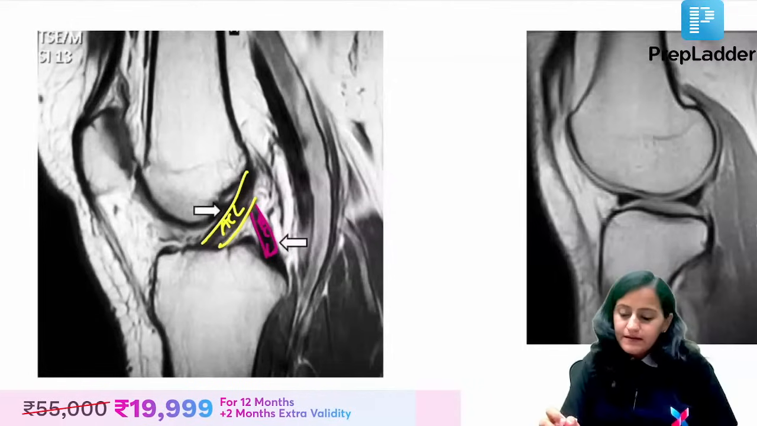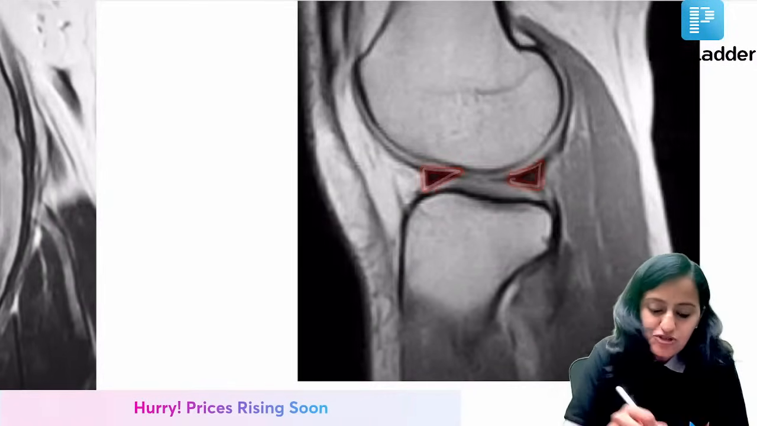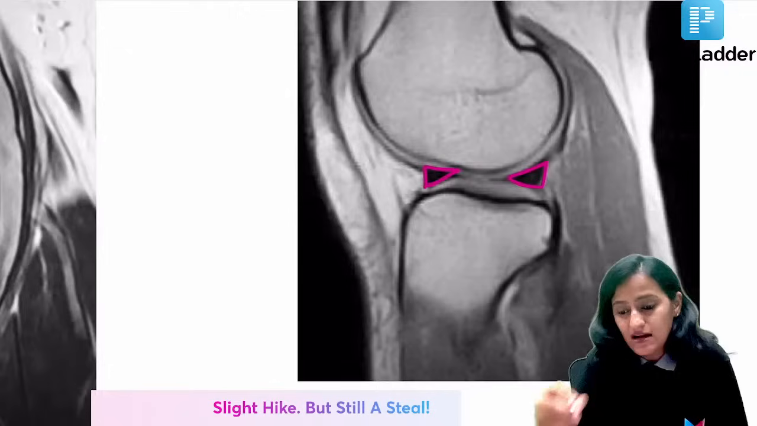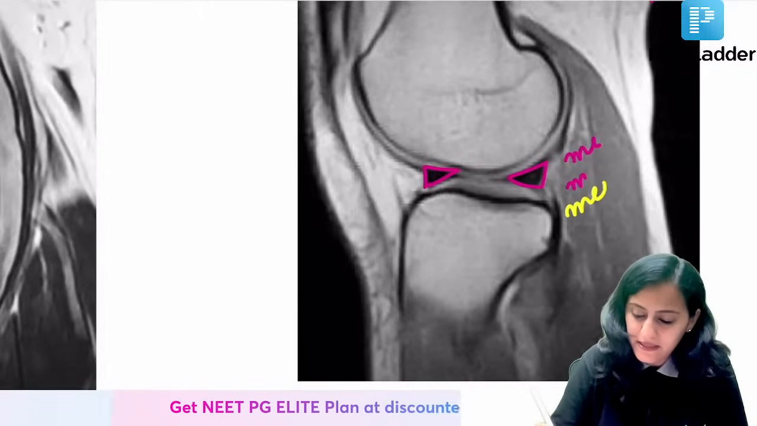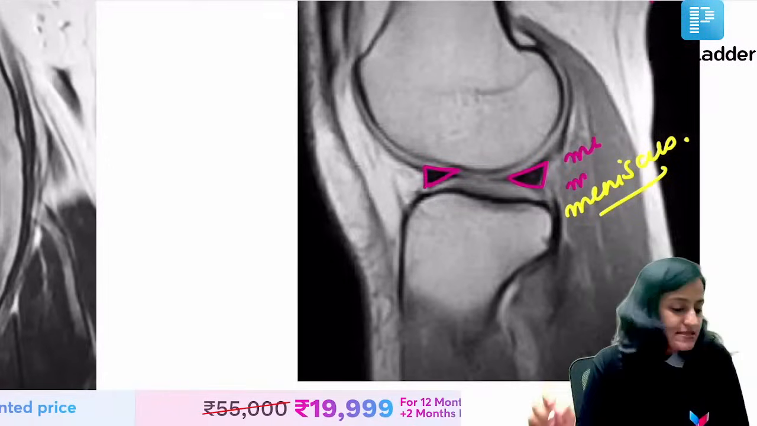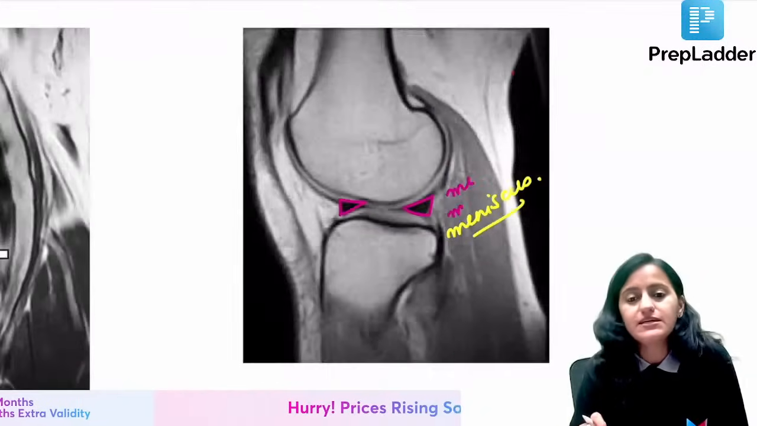Okay, right. And what is this structure that you are seeing here? It will look like a triangle, like a bow tie appearance. This is going to be the meniscus. Okay, what is this? This is the meniscus, which has a bow tie like appearance. This is meniscus in MRI.